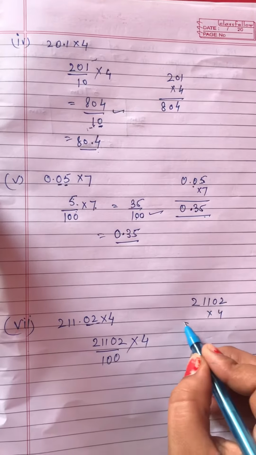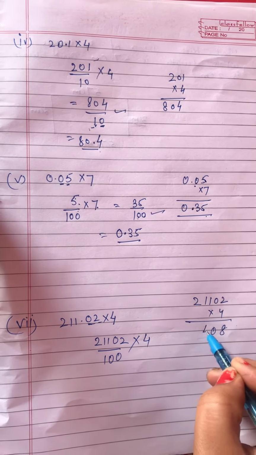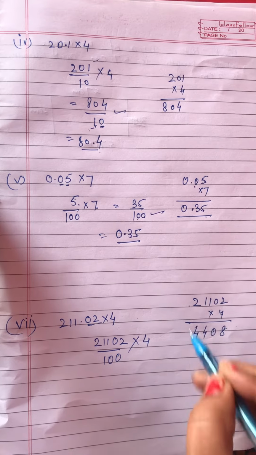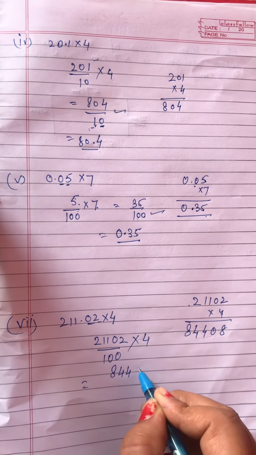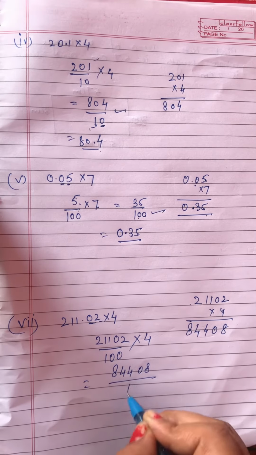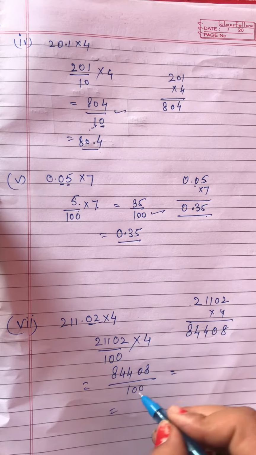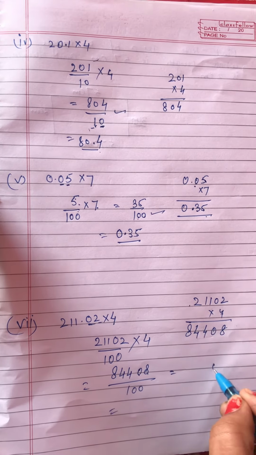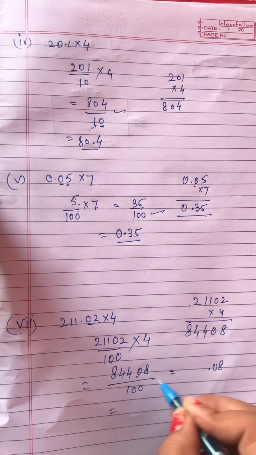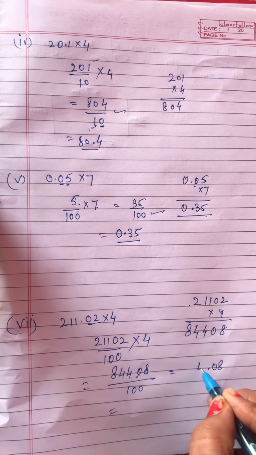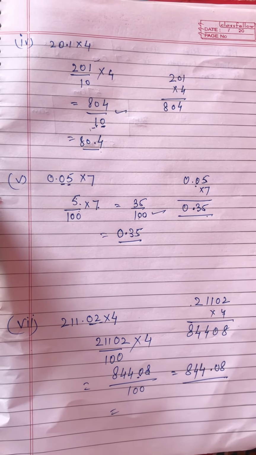What will be: 4 twos are 8, 0, 4 ones are 4, and 4 twos are 8. So answer is 84408 divided by 100. And now convert it into decimal form. There should be two digits after the decimal point, so 844.08. This is your sixth part.